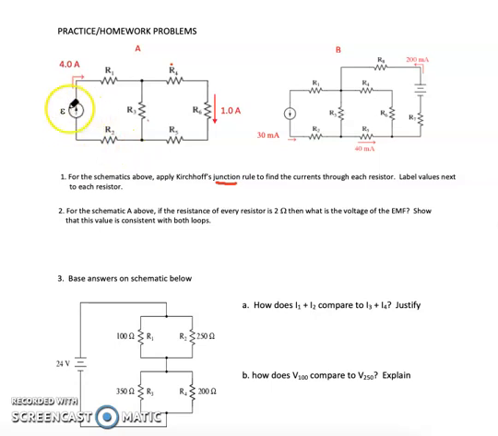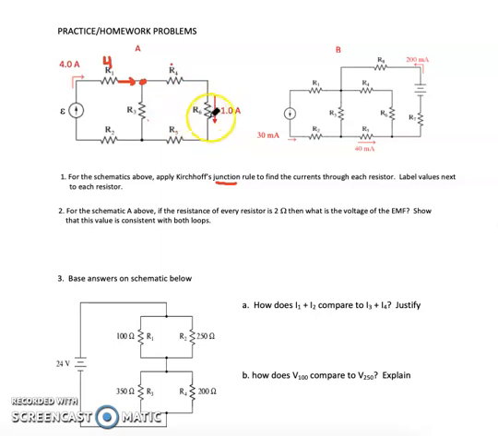So here's our EMF source. They don't tell us what the value is, but we don't need it. We're not going to use Ohm's law here. We know there's 4 amps coming out, so there must be 4 amps going through R1. I'm not going to put the 4.0. Current is moving this way, and we get to a junction, and it splits. Some goes this way, some goes in this branch.